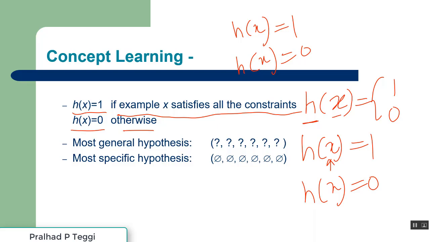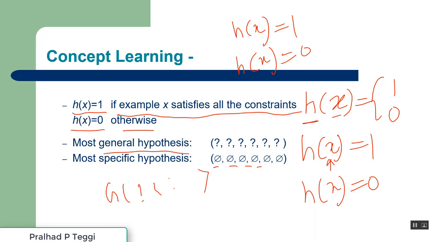So, the most general hypothesis and the most specific hypothesis. The most general hypothesis is when I represent a hypothesis with all question marks. It means that all of my instances are going to get satisfied with this, because I don't have any other constraints, so any value can satisfy it. That will be my most general hypothesis. And what will be my most specific hypothesis? When I provide a phi into it, because none of the values are satisfied.